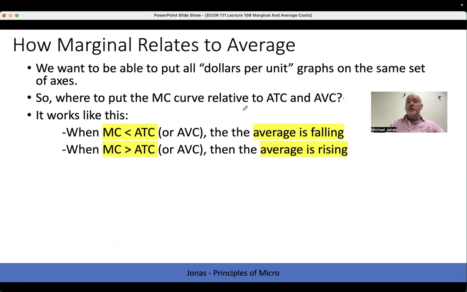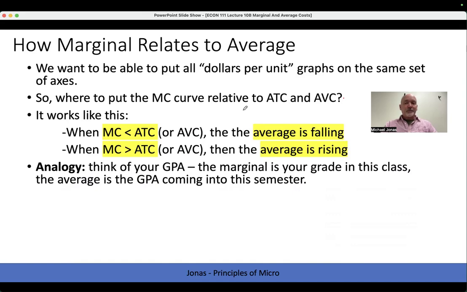And then when we produce a new unit that costs more than average, well, once we add it into the calculation, it's going to bring the average up. So marginal above the average, average is going to be rising. I think that's pretty clear, but there's an obvious analogy for students, right? When we're tracking your grade point average, your GPA, you always have in the back of your mind, what is my current GPA and how is it going to be affected given my performance in this next class that I take, the marginal class, right?